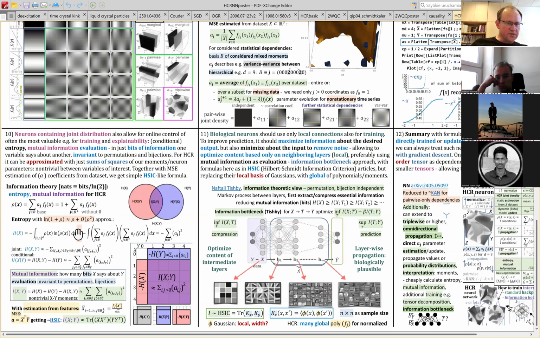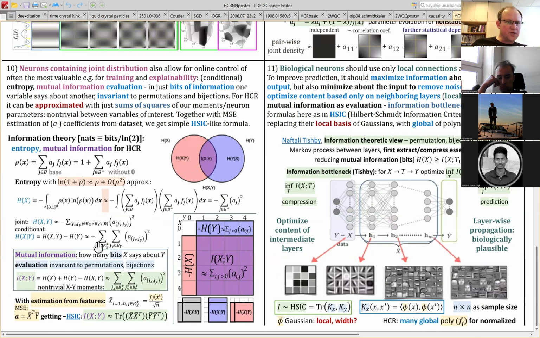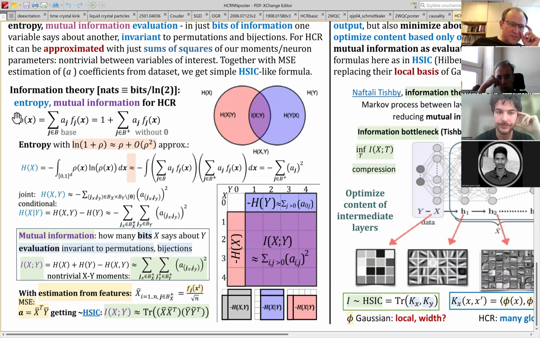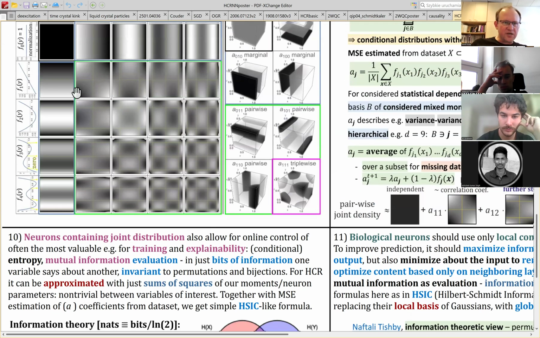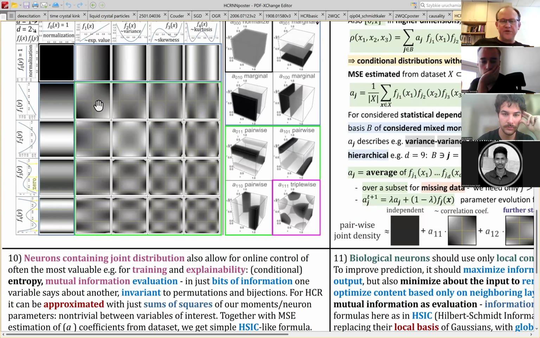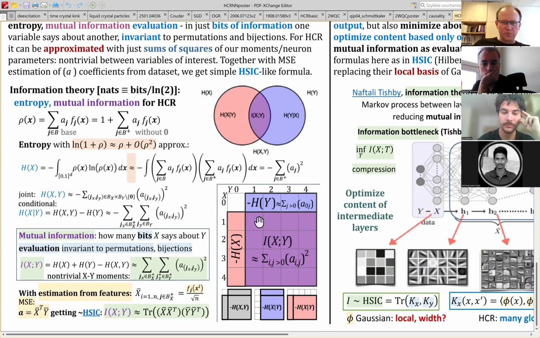Finally, here is the information theoretic view. Having such parameters as a model of the joint distribution, we can easily evaluate them and approximate the entropy as just minus the sum of squares of the coefficients. And then finally the mutual information: we can easily evaluate it, getting this kind of formula. Having this picture, the sum of squares of these parameters between the variables gives us an approximation of mutual information, and so on. This is especially interesting for training and for explainability, to say how many bits are going to the network. We can control it.